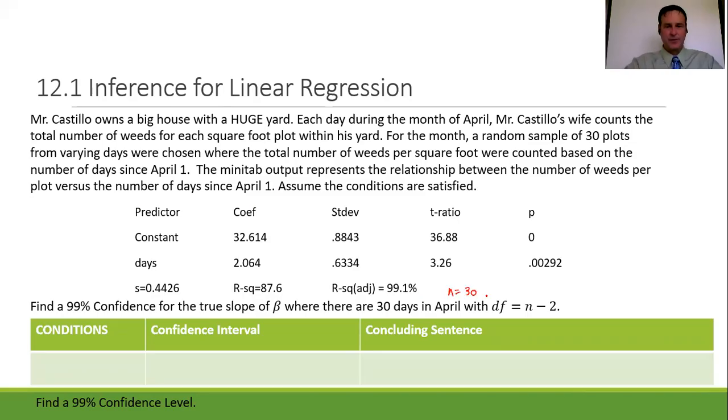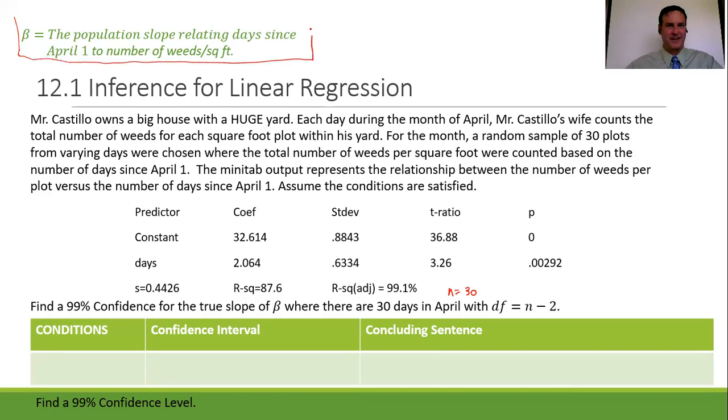Okay, we'll talk about that in a second. First thing is we're going to describe B. This is up in the top left-hand corner. I just put it up here so you can see it, in the place where I sometimes have room. But remember that beta is the population slope relating days since April 1st to the total number of weeds per square foot. And the conditions are satisfied. I boxed this green here. We talked about that in our previous slide.